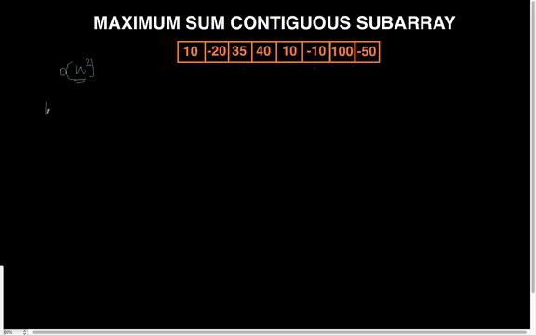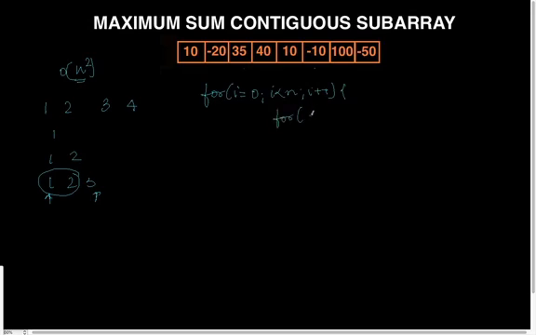Okay, so I'll just repeat. We had 1 2 3 4 as the array. We had 1, 1 2, 1 2 3, and rather than generating the subarrays again and again and going from beginning to end, we will utilize this particular sum to calculate the next sum. So in this case, we will definitely have a variable for the first element. We'll have i from 0 to i less than n, i plus plus, and then j equal to i to j less than n, j plus plus.